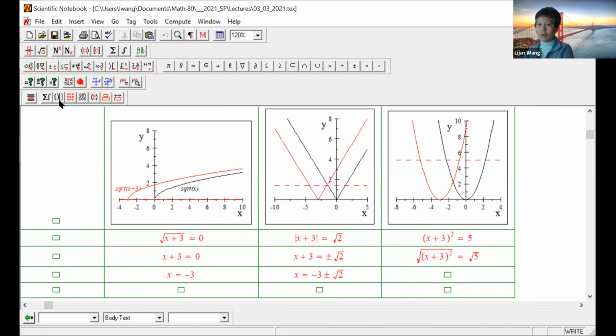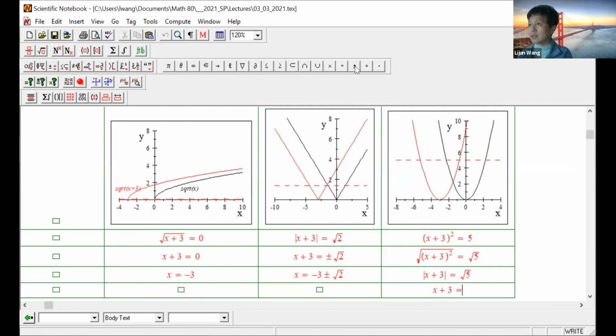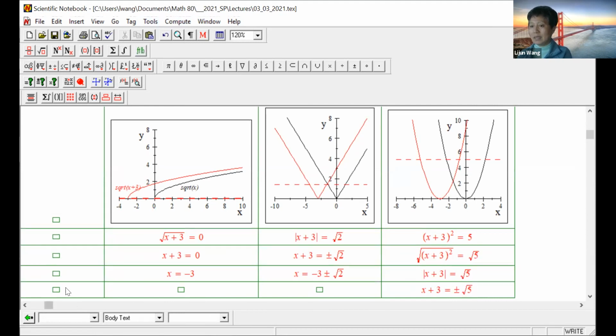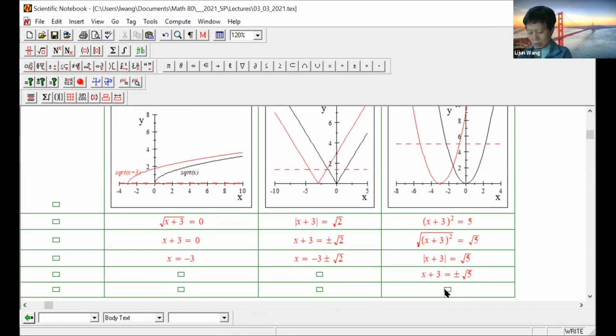And we have the absolute value here. We're going to apply that the square root of x squared is equal to the absolute value of x. So that equals the square root of 5, right? And then x plus 3 is equal to plus or minus square root of 5. And in the end, last but not least, x will equal -3 plus or minus square root of 5.